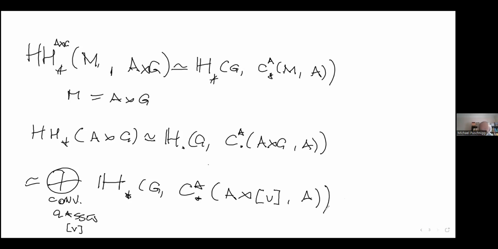Fine. Now, in particular, when you take the simplest conjugacy class, the conjugacy class of the unit element, this shows you that the so-called homogeneous part of the Hochschild homology of a cross product, the homogeneous part contribution of the unit element, is just the hyperhomology of G with coefficients in the Hochschild complex of A.